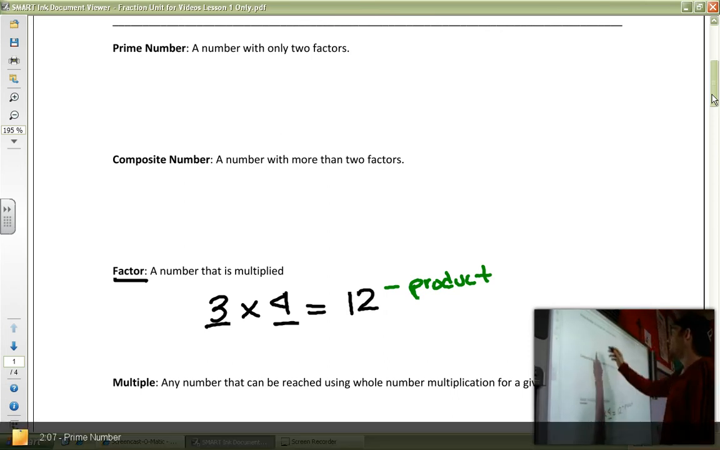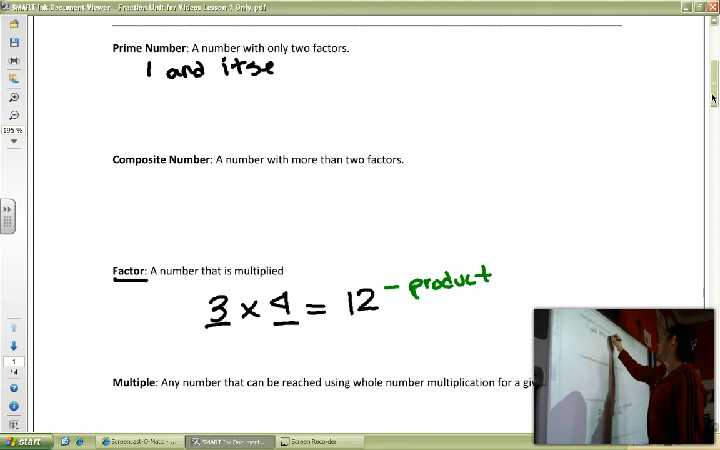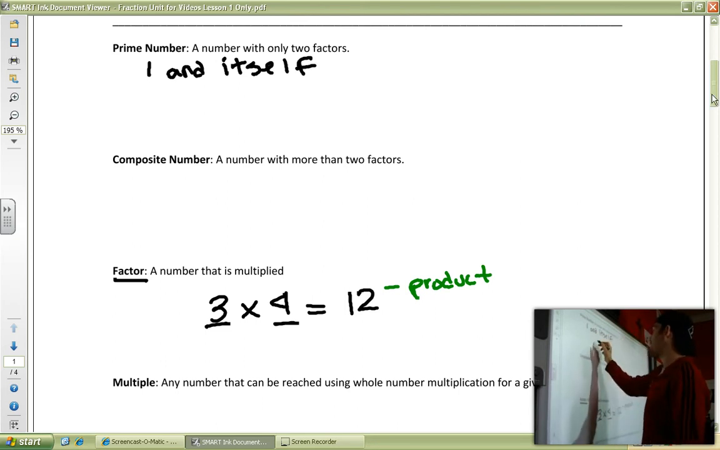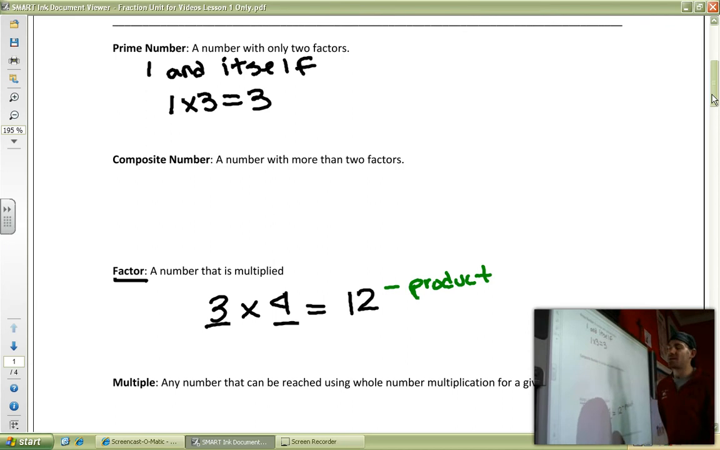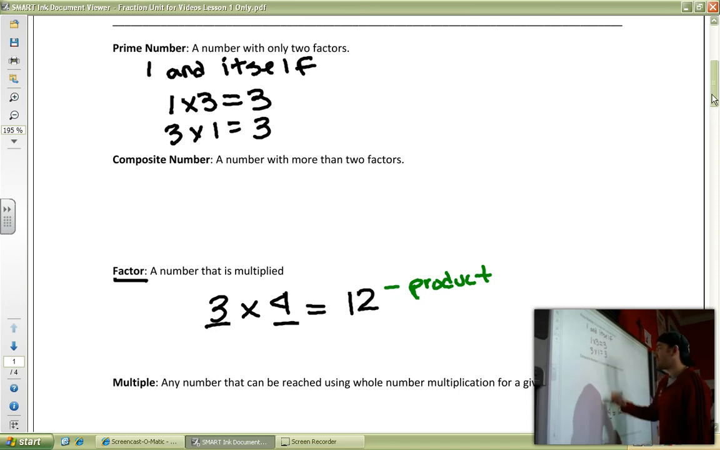Okay? A prime number is a number with only two factors, and those two factors are going to be 1 and itself. Okay? 1 and itself. That means, for example, with 3, the only way to get to 3 is 1 times 3 equals 3. Now you're going to tell me there's another way to get there. I know, 3 times 1 equals 3.